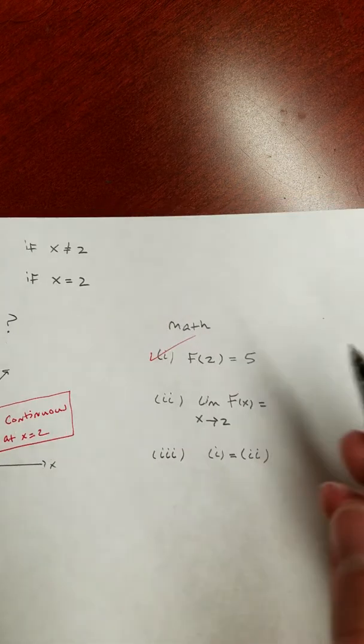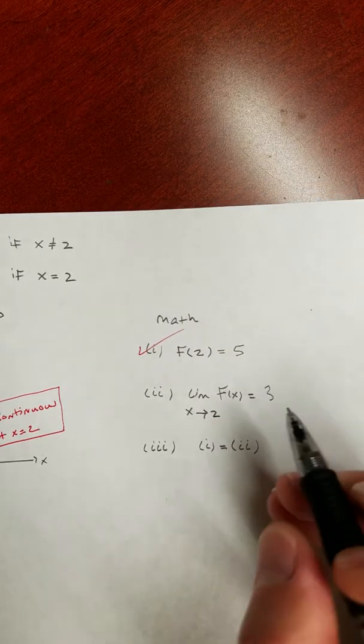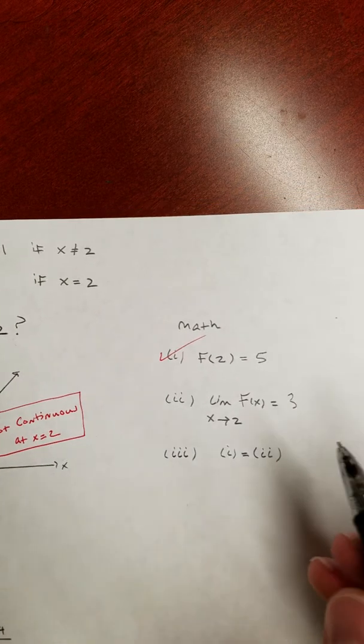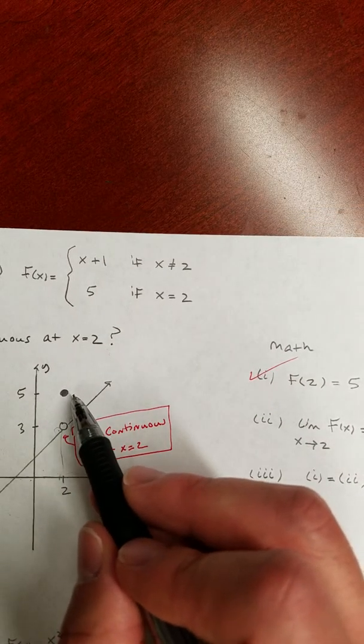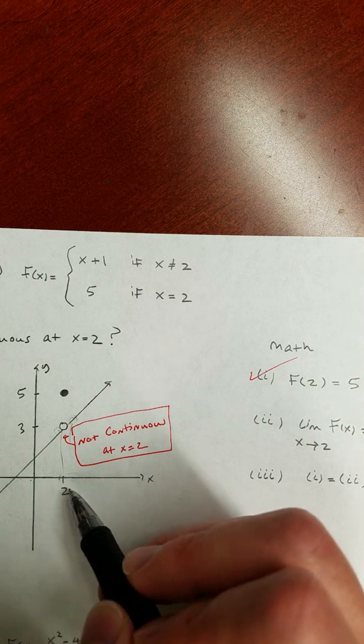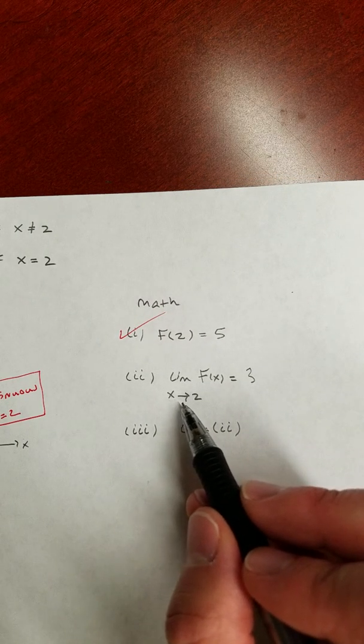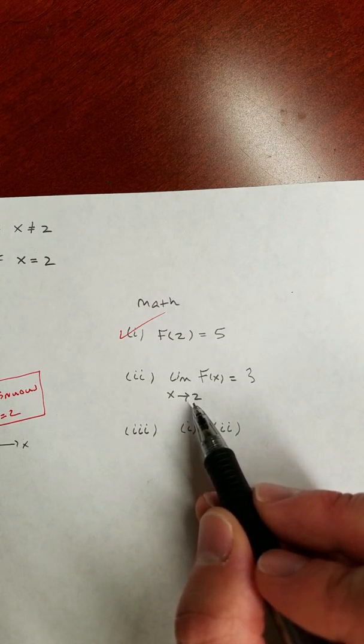Okay, so the limit is 3. If x is close to 2, y is close to 3. You might say, shouldn't the limit be 5? Because when x is 2, y is 5. Well, the limit just says when x is close to 2, not equal to 2.